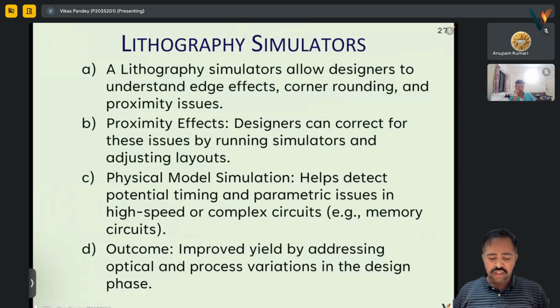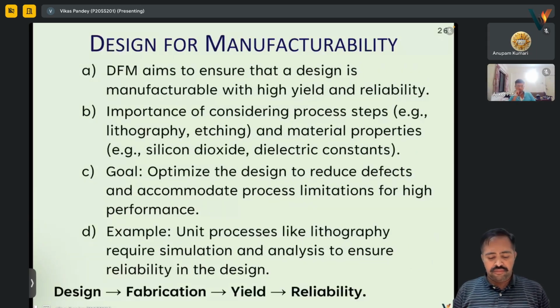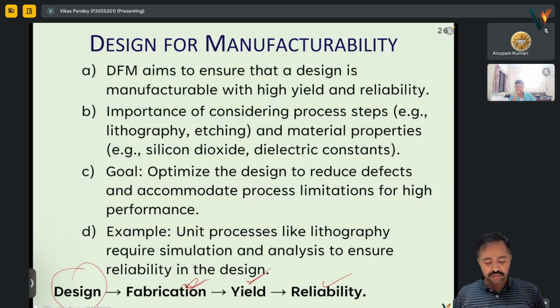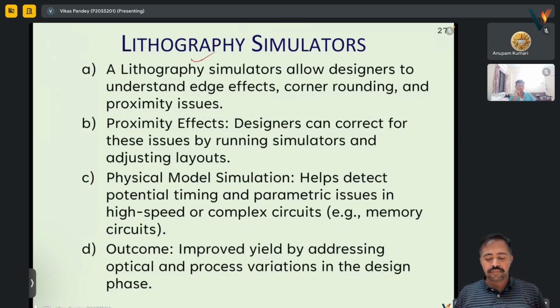Okay, so simply it is like design, then fabricate, then check the yield, and then check the reliability. Okay, these are simply the same thing. So there are different simulators, like lithography simulators, that allow designers to understand edge effect, corner rounding, and proximity issues.